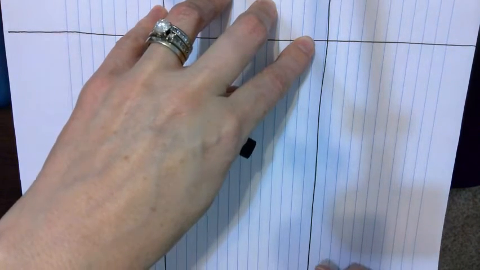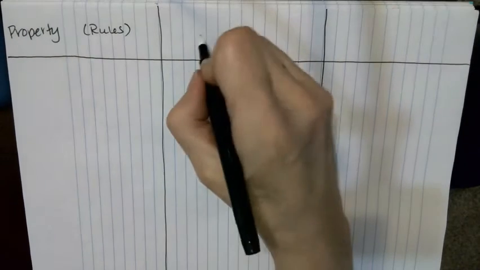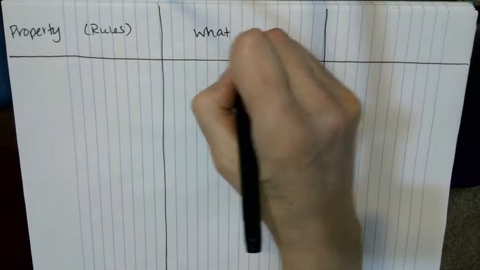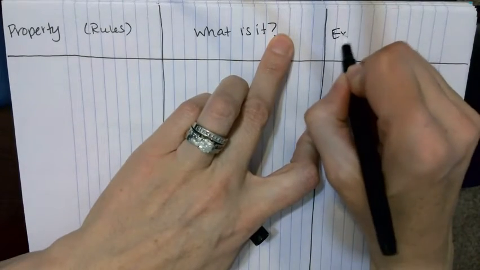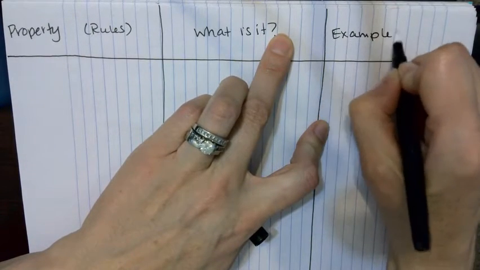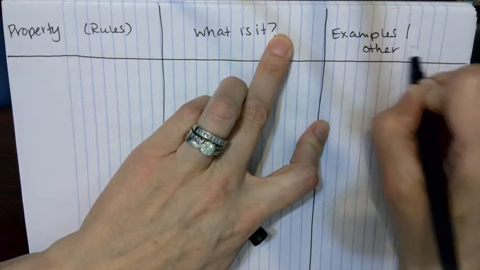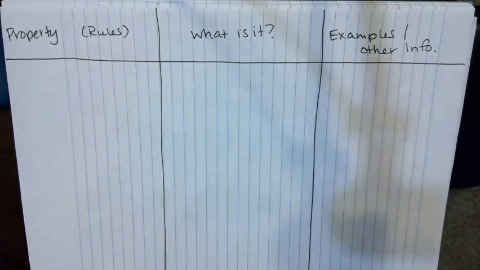Okay, across the top, we're going to write what we're going to do. So we're going to have our property. Our math property is very similar to what we used to call rules, the rules that we can use in math, okay? So we're going to do 2 things. We're going to talk about what it is, and we're going to talk about examples and other information. Examples, other info.